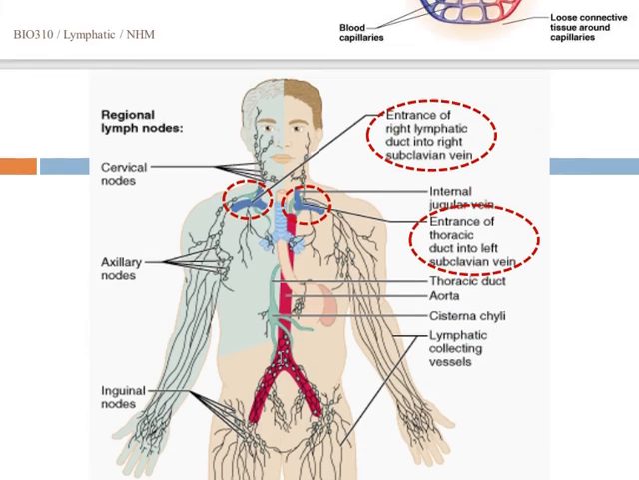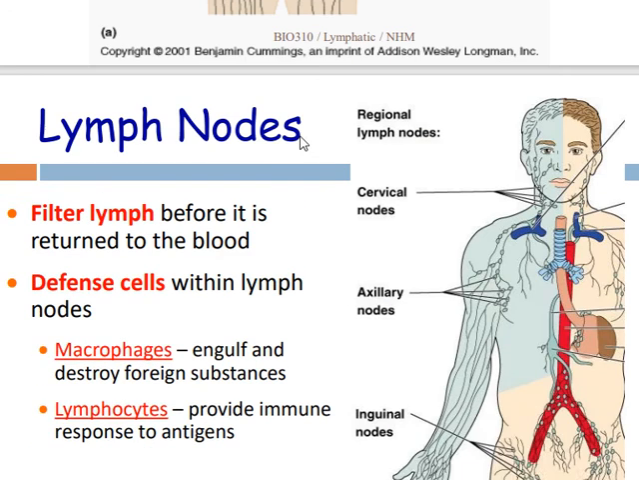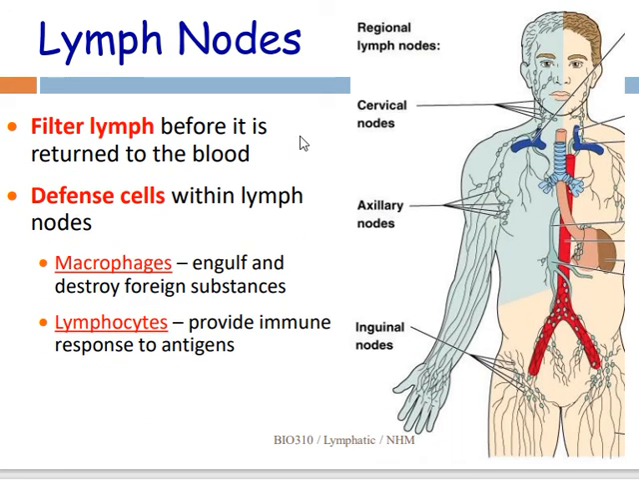As you can see over here, these are the lymph vessels and the entrance of the right lymphatic duct into the vein, the right side of the vein. Meanwhile, this one refers to the entrance of the thoracic duct, the lymphatic duct, into the left side of the vein. Okay. And then next, lymph nodes.